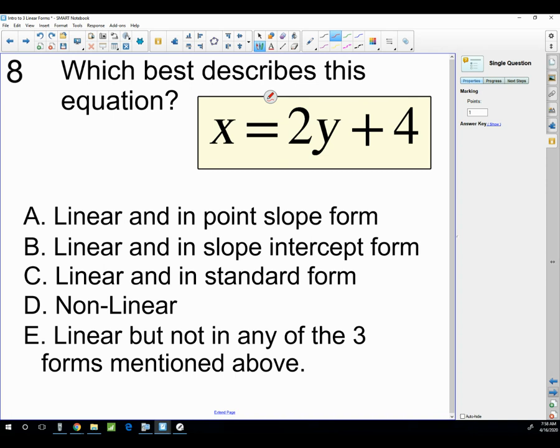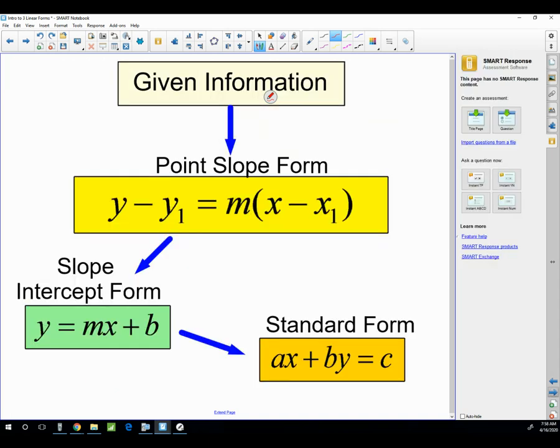Number 8, this is linear, but it's not in any general or specific form. It's just not special. So let's move on. Okay, so what we're going to do is write equations of a line given some information, and this is the path that we want to take.